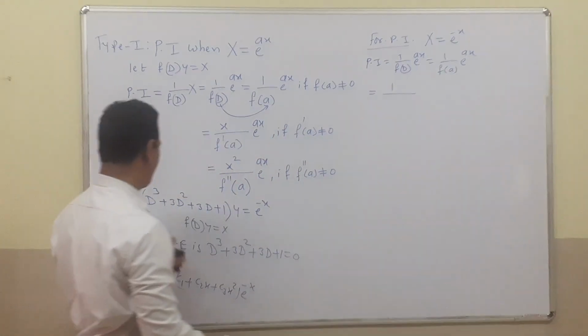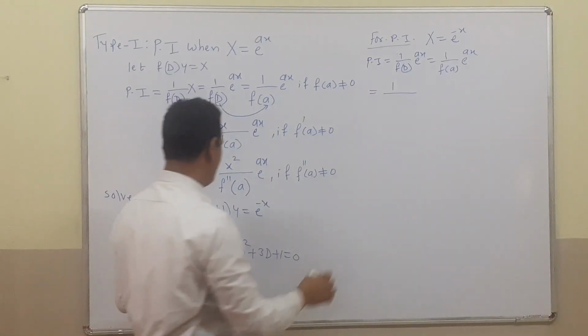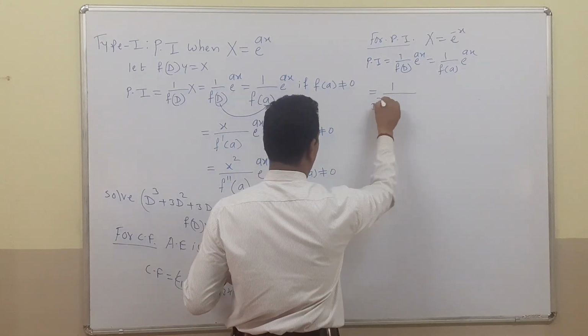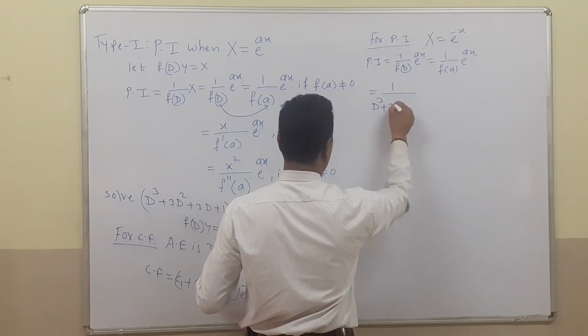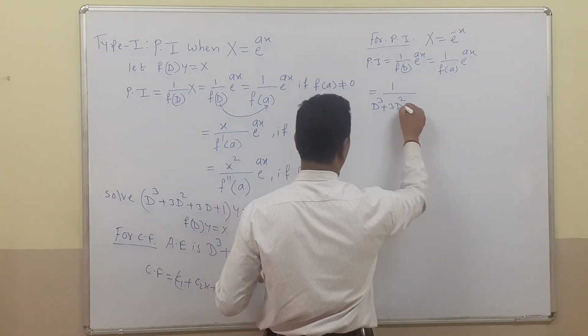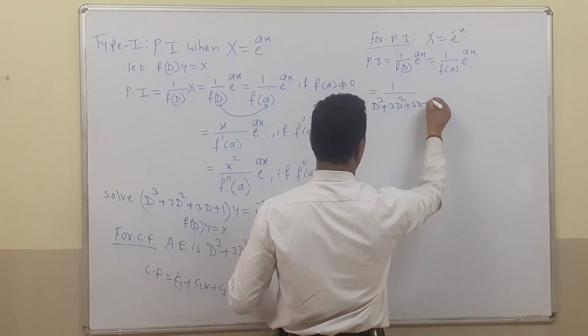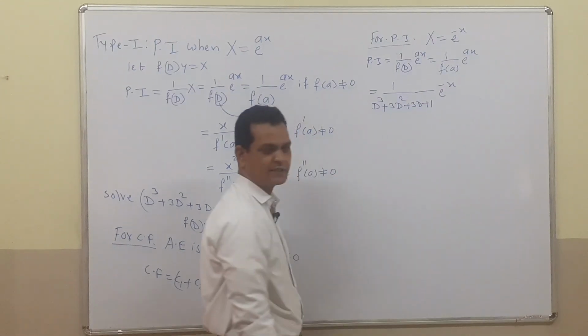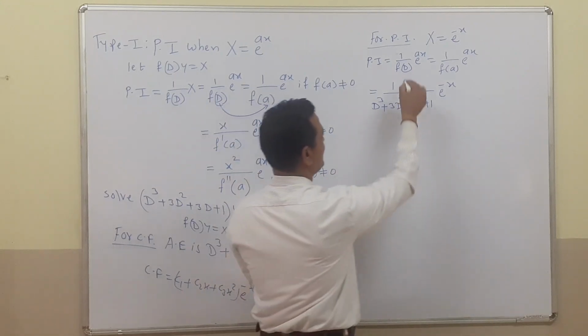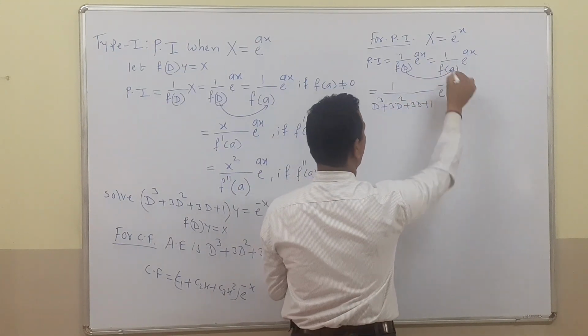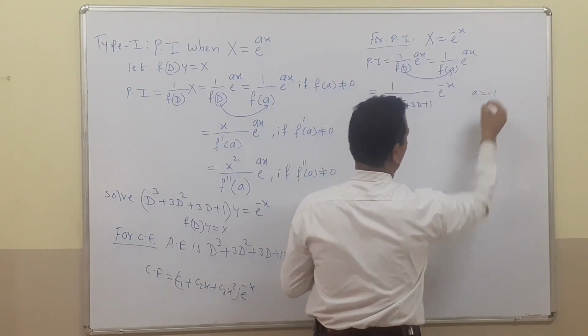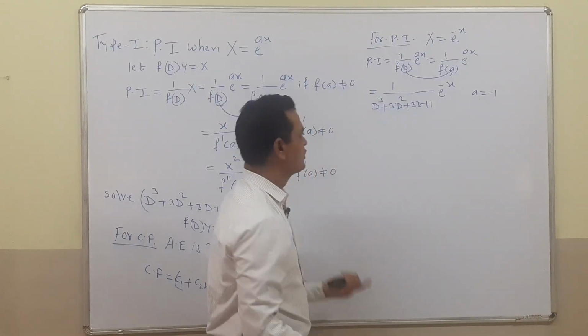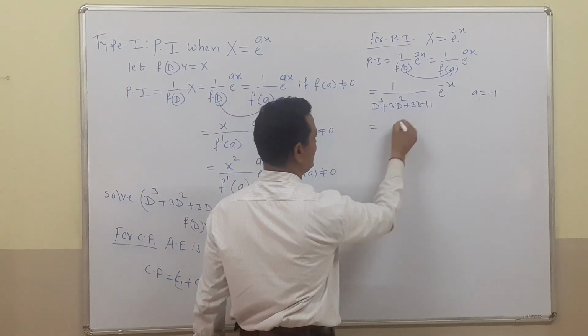So now put the value in this equation, which is 1 upon f of d. So we know the value of f of d. So f of d is this much. So this is d cube plus 3d square plus 3d plus 1 into e raised to minus x. So according to this formula, replace d by a. So what is the value of a? a is minus 1.